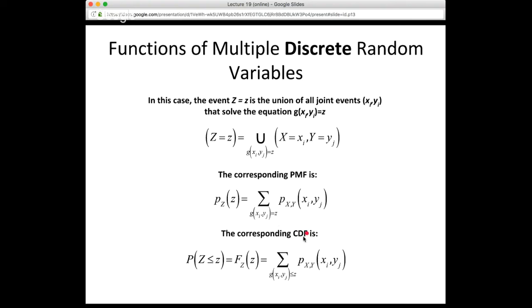The corresponding CDF, of course, would just be the sum over all combinations. Again, looking at the sum of the joint probabilities for random variables x and y being equal to xi and yj, summed over all combinations of xi and yj that, when plugged into G, give us a value which is less than or equal to z. So basically that's going to correspond to the probability of all of those events, random variable z being less than or equal to little z, or a specific value z, which of course is just the definition of the CDF for z.